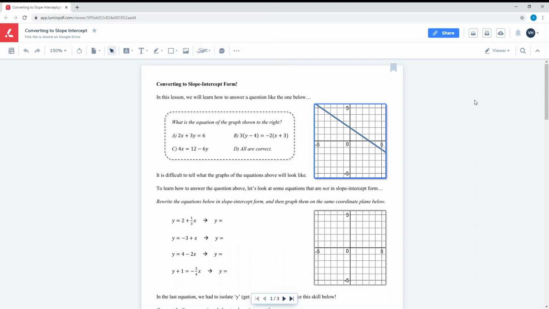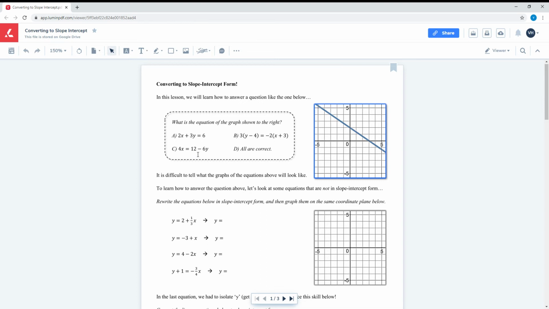Okay, so let's answer this first question. What equation in the graph shown to the right, so this line right here, is this equation? Alright, you take a guess. It's actually very hard with the knowledge you have right now because they all kind of just look like equations. Can you tell if this equals this line? It's not in that slope-intercept form, so we don't even know where in this case are the y-intercepts.